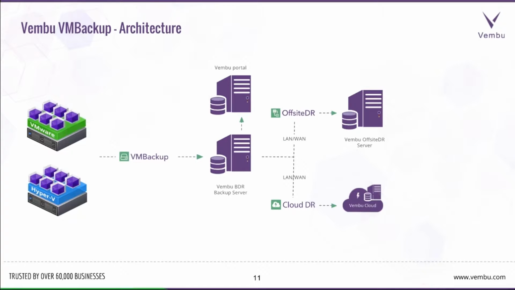So this is the architecture of Vembu VMBackup. The most important component is the Vembu DR server, where you have the storage connected, and from the server, Vembu VMBackup, an integration service acting as a proxy, communicates with the HyperV server. It will just back up the data to the BDR server, and from there optionally you can replicate the data to an offsite data center using offsite DR, and you also have an option to replicate to our cloud using Vembu's Cloud DR.